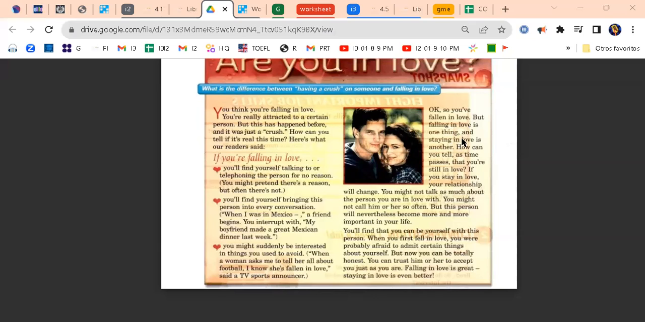But falling in love is one thing and staying in love is another. How can you tell as time passes that you're still in love? If you stay in love, your relationship will change. You might not talk as much about the person you are in love with. You might not call him or her so often, but this person will nevertheless become more and more important in your life. Okay, so interesting.